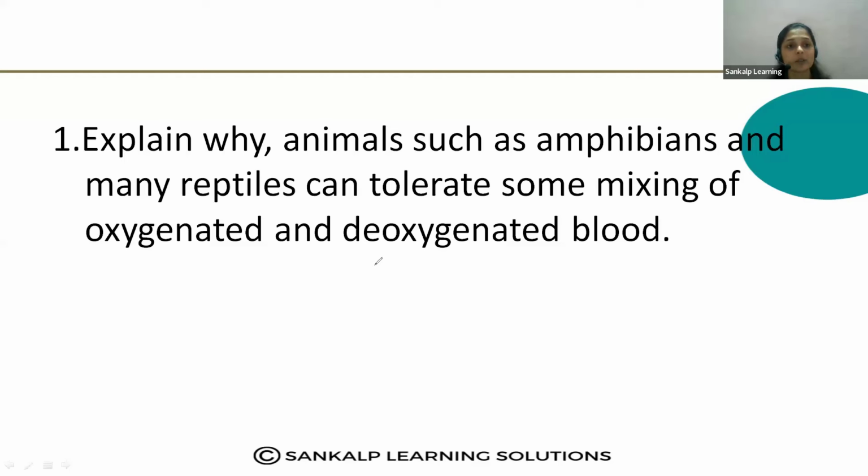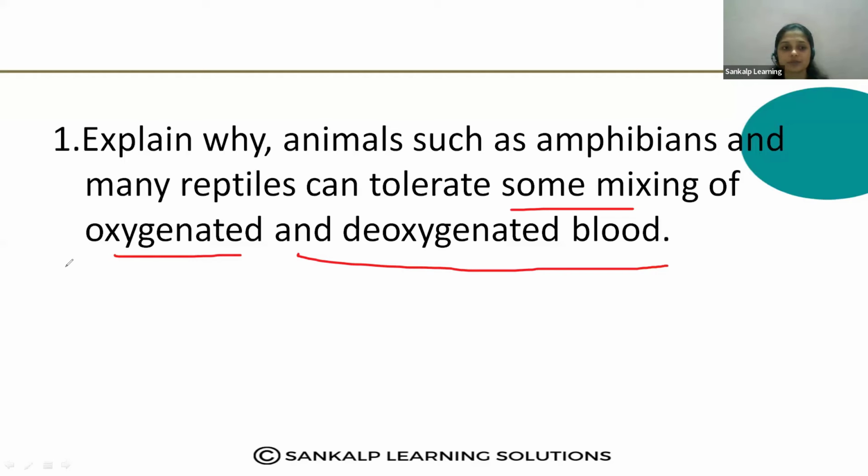Amphibians and reptiles, they are able to tolerate the mixing of the blood. So how they are able to tolerate the mixing of the blood, ಅದಕ್ಕೆ ರೀಸನ್ ಅನ್ನ ಹೇಳಿದ್ದೇನೆ ಅಲ್ವಾ. And the diagram, sectional view of the human heart diagram is also very important. ಸೊ ಇದನ್ನೆಲ್ಲ ಕೇಳ್ತಾರೆ ನೋಡಿ. Explain why animals such as amphibians and many reptiles can tolerate some mixing of the oxygenated and deoxygenated blood. ಸೊ ಇದಕ್ಕೆ ಆನ್ಸರ್ ಅನ್ನ ನಾನು ಹೇಳಿದ್ದೇನೆ, ಈ ಕ್ವಶನ್ ಅನ್ನ ನೋಟ್ ಮಾಡ್ಕೊಳ್ಳಿ.